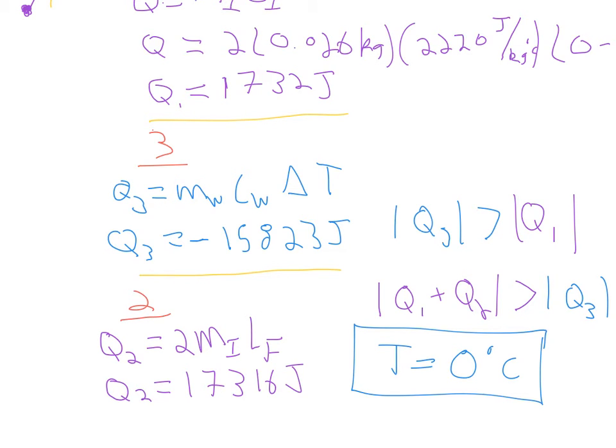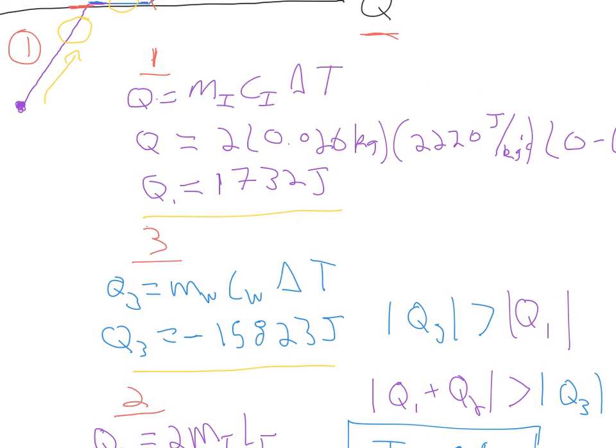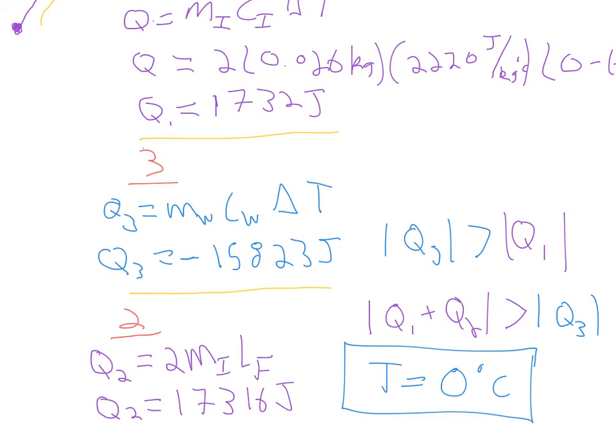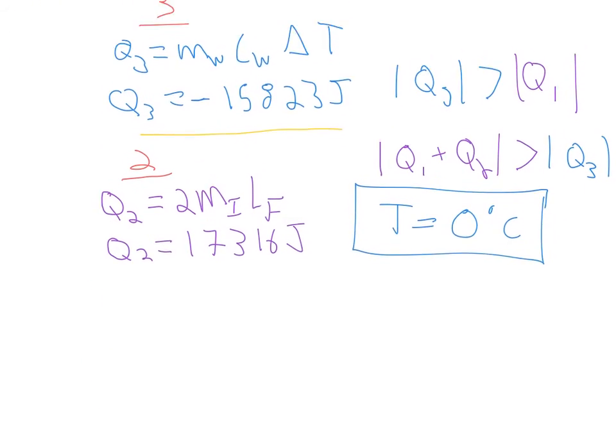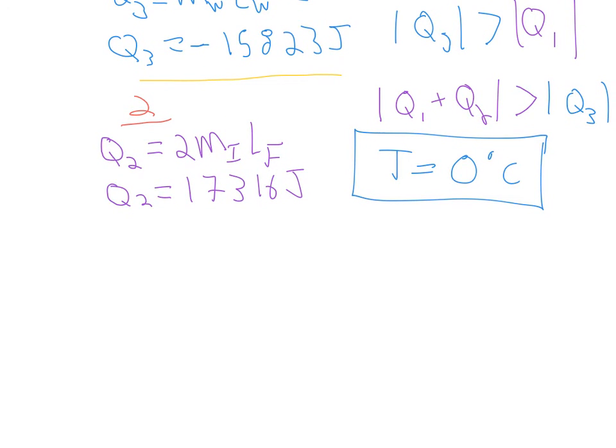Okay, that sounds good. Now we have to consider question 2. So in question 2 now we say, okay, what happens if there's only one ice cube? And so to do only one ice cube, you have to really redo these calculations. If there's only one ice cube, you have to find a new Q1, Q3 stays the same, and you have to find a new Q2.